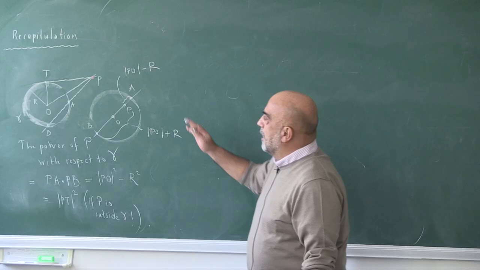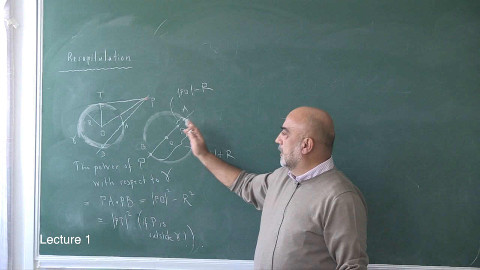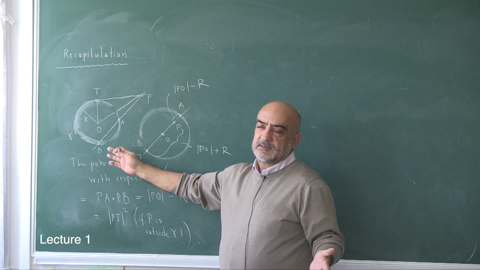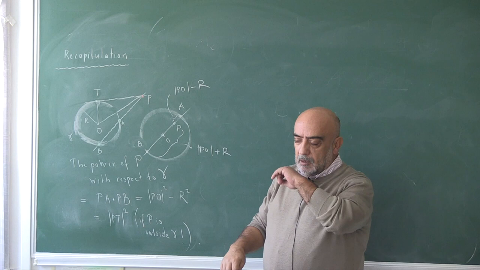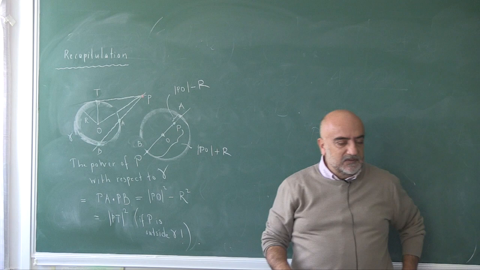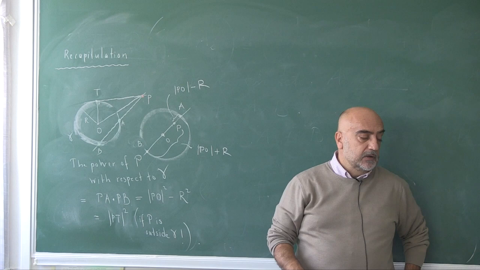Okay, so the power of a point with respect to a circle: you just take any straight line through P that intersects the circle in two points, A and B. You take the quantity which is the directed product of PA and PB as directed line segments. This gives you a quantity which is positive if P is outside the circle, negative if inside the circle, and if P is on the circle, it's exactly zero.